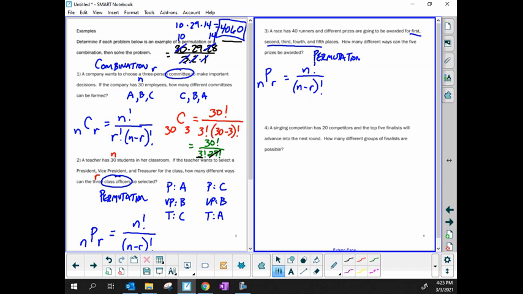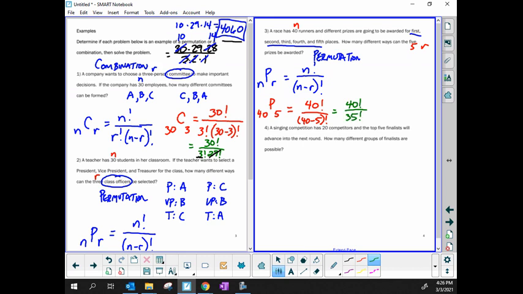Well, what are my n and my r in this problem? Well, the race has 40 runners. That's my n. We're giving out 5 prizes for first, second, third, fourth, and fifth place. That's my r. So I'm doing 40 P 5. I replace n with 40, so it's 40 factorial over n minus r, which is 40 minus 5 factorial. Go ahead and subtract 40 minus 5, so we get 40 factorial over 35 factorial.